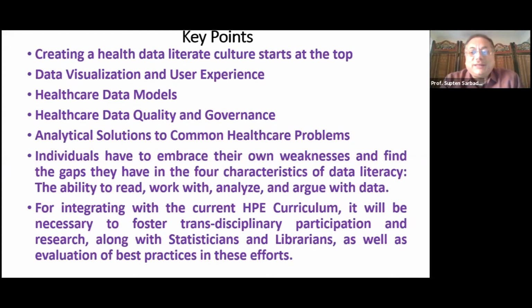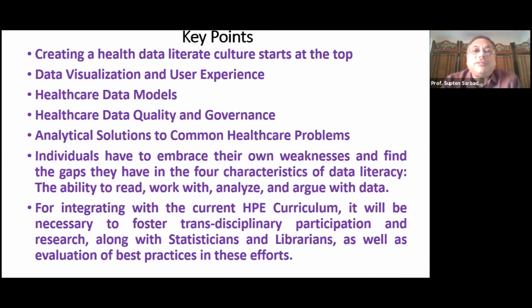So I'll wind up the presentation part and then we'll open it for discussion without the presentation. Essentially, what do we need? First, we need to have a health data literacy culture starting from the top. Because human nature is like that: unless the head of the institution is interested in anything, others are even less interested. There are exceptions, but in general, that's how it works.